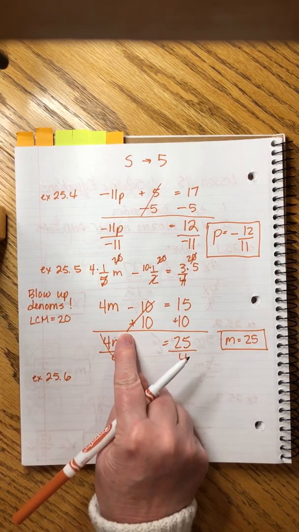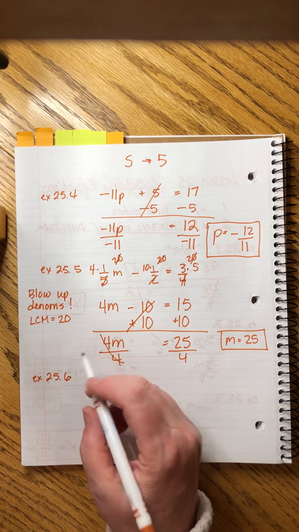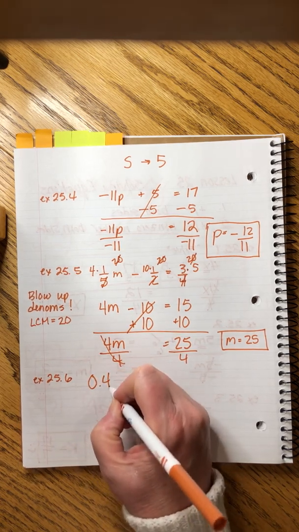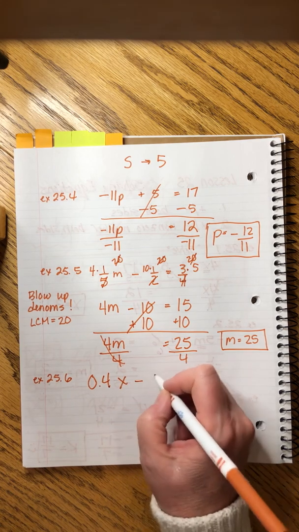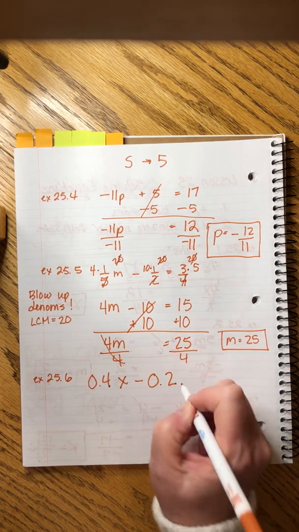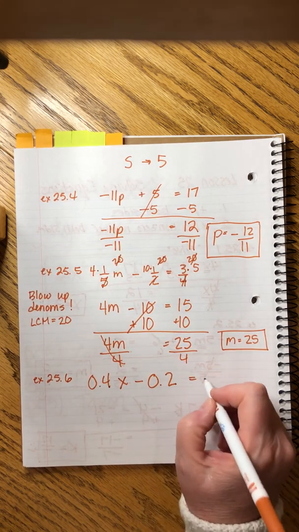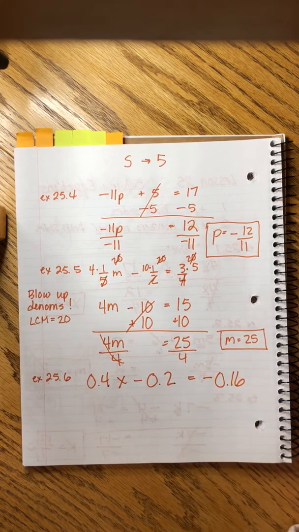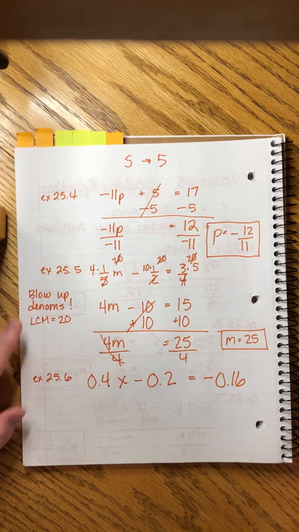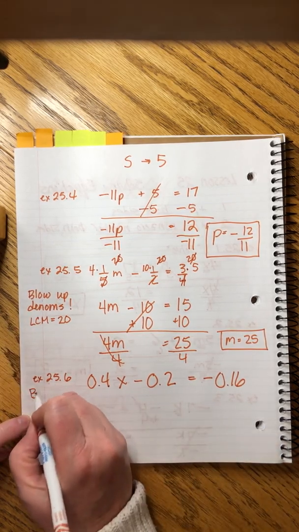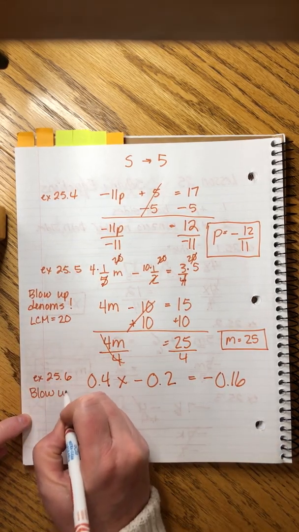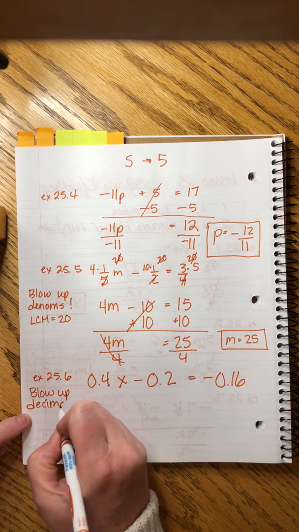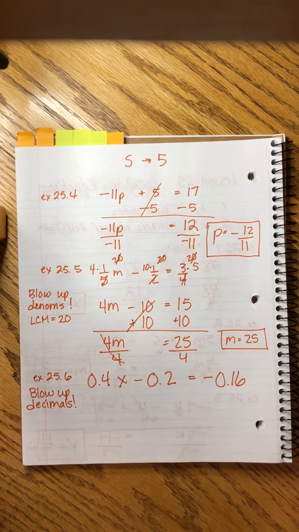We learned how to fix fractions, right? Now we're going to learn how to fix decimals. 0.4x minus 0.2 equals minus 0.16. Okay, so we also can blow up our decimals. Sorry if this is a little violent. I don't think you guys would mind a little bit of explosions in our math work, right?